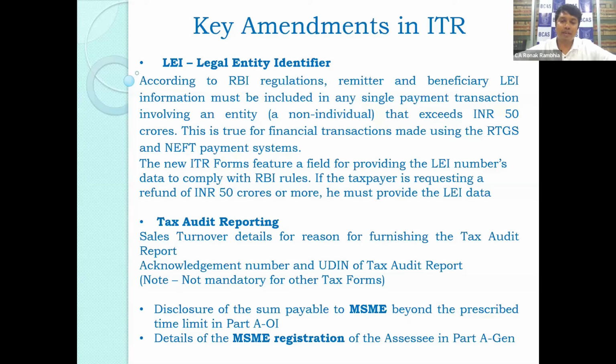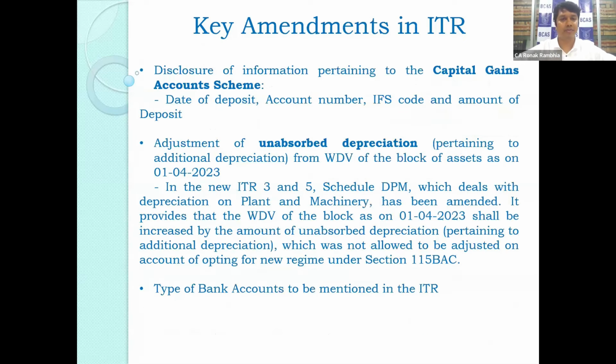Further, in case of MSME, once the payments are made beyond the prescribed period, in Part OI, that is Part Other Information, you have to mention the details of the MSME payments made beyond the prescribed period. And the MSME registration number of the assessee is required to be mentioned in Part A General, where we normally mention the basic details of the assessee. There the MSME registration number also now needs to be mentioned in the income tax return.